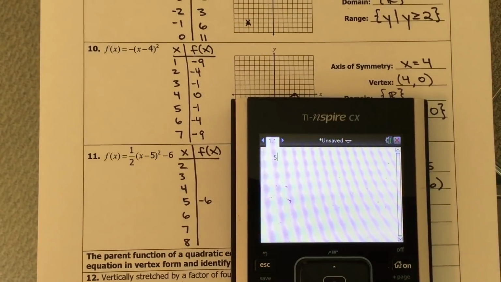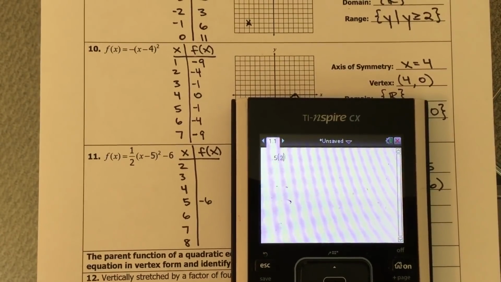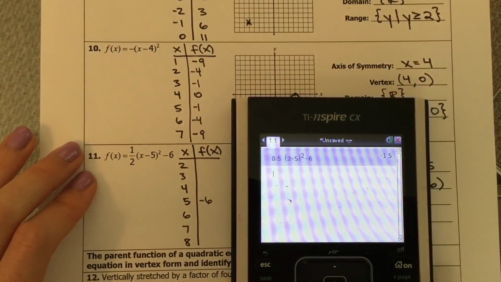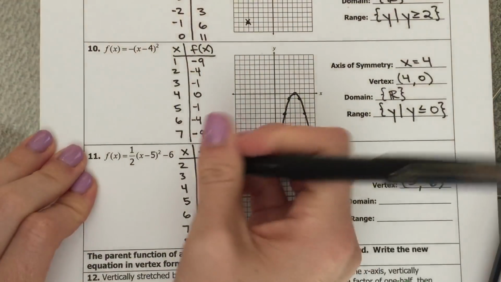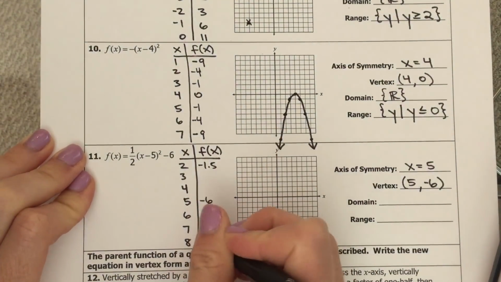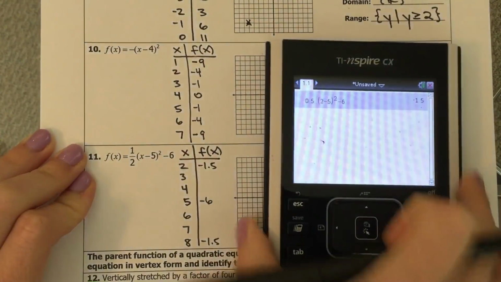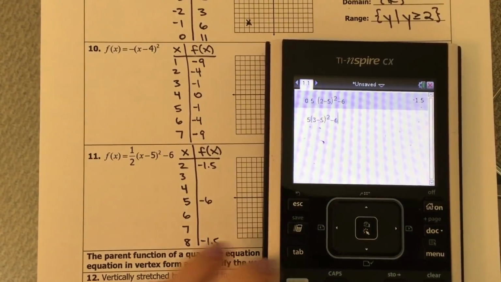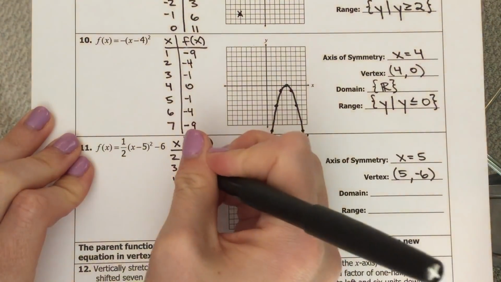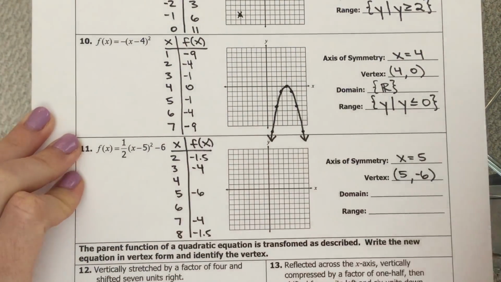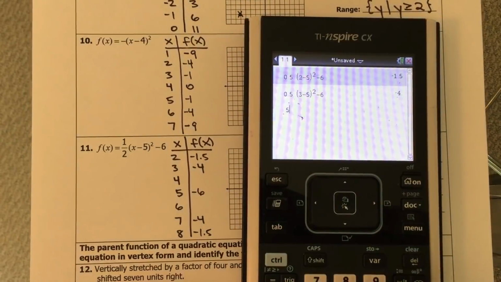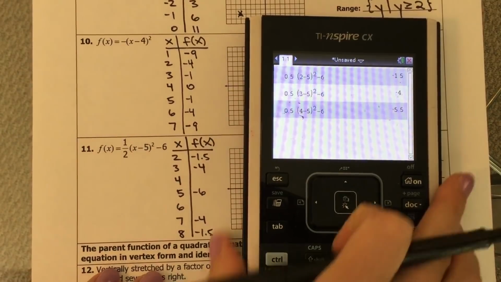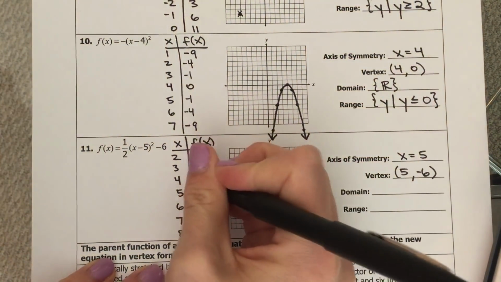All right, I'm going to use 0.5 instead of 1/2. So 0.5 times (x minus 5) squared minus 6. First value is -1.5. And now the 3, so 0.5 times (3 minus 5) squared minus 6 is -4. And one more, 0.5 times (4 minus 5) squared minus 6. Okay, that is -5.5.